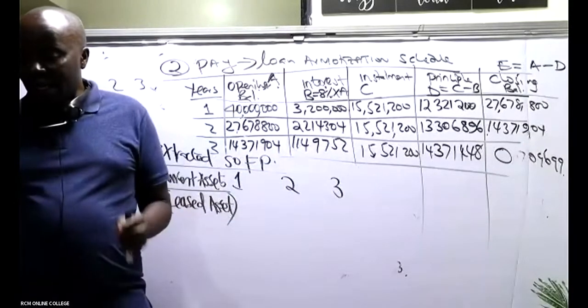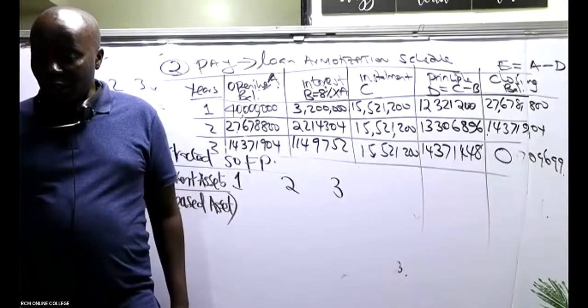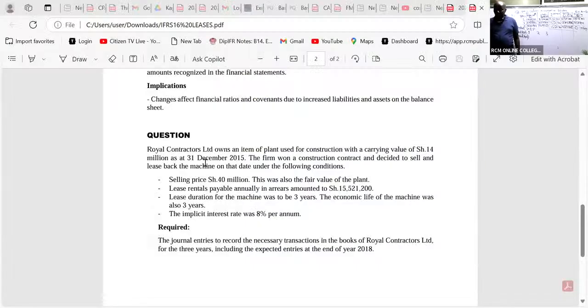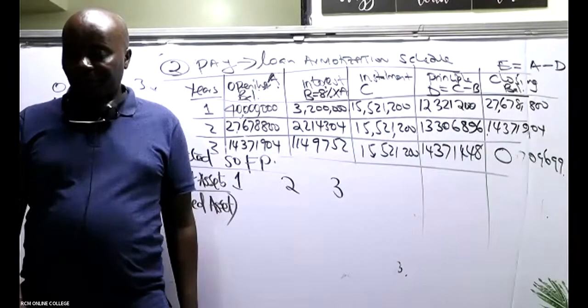Someone is asking a question above: where did that gain on disposal come from? Thank you very much, Irene, for jumping in. Remember, we were told this thing was sold for 40 million, and yet it had a carrying amount of 14. Look at that gain: 40 minus 14, which gave us 26.